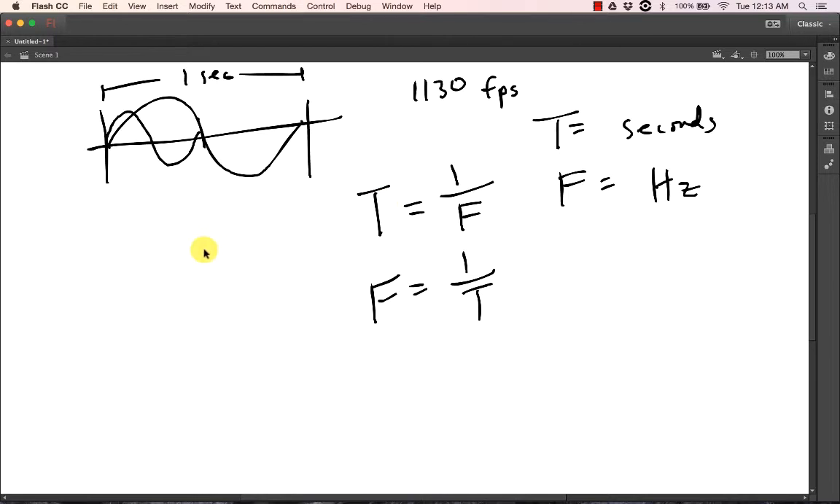I'll leave these equations here. So if I have a frequency of 100 hertz, how fast is that going? How many seconds or milliseconds does it take? 100 hertz. Okay, so that's my frequency right here. So I'm going to plug that in. Time equals 1 over 100. So what's 1 divided by 100?